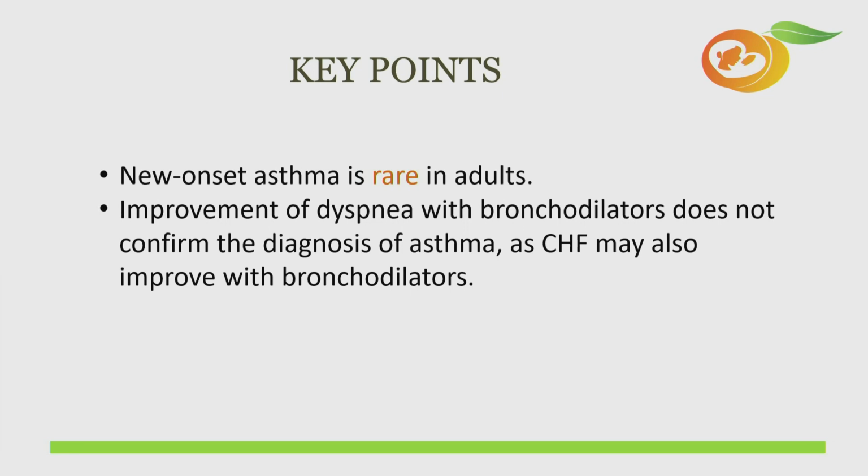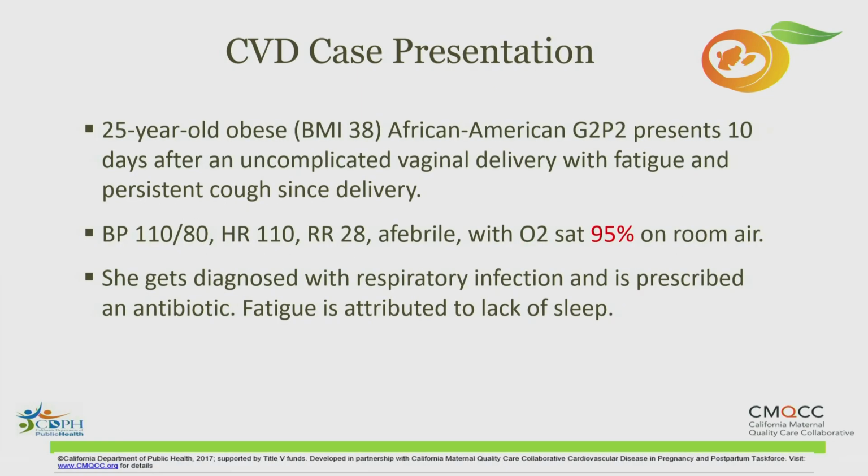Okay, new onset asthma in adults is rare, so don't go diagnosing asthma in 30-year-olds. It can happen, but it's just not that common. So if she just had a baby, you need to be looking for something related to the heart. And don't be fooled. You can also improve CHF in the short term with bronchodilators like albuterol. So don't just think, oh, she got better, so it has to be asthma. Make sure you're ruling other things out first.